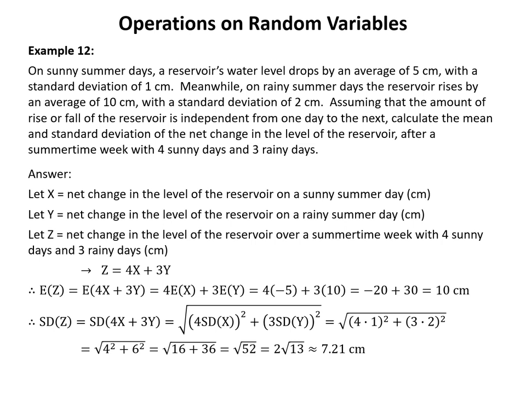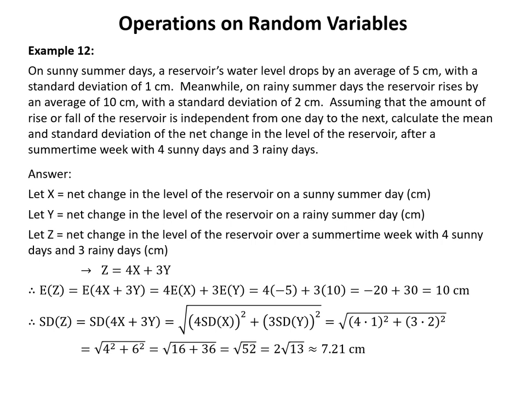Example 12. On sunny summer days, a reservoir's water level drops by an average of 5 centimeters with a standard deviation of 1 centimeter. Meanwhile, on rainy summer days, the reservoir rises by an average of 10 centimeters with a standard deviation of 2 centimeters. Assuming that the amount of rise or fall of the reservoir is independent from one day to the next, calculate the mean and standard deviation of the net change in the level of the reservoir after a summertime week with 4 sunny days and 3 rainy days.